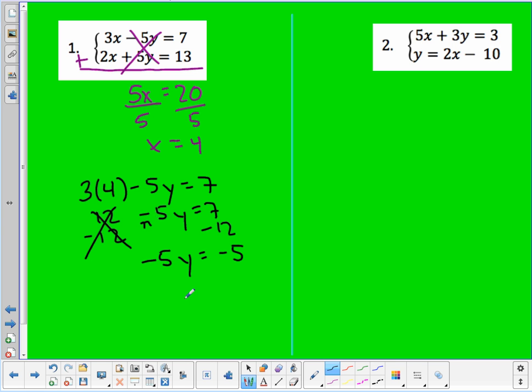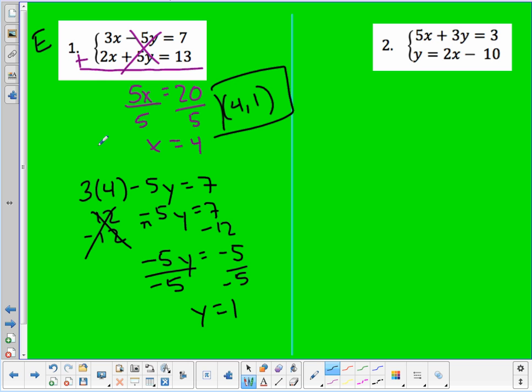It's still there. And then I need to divide both sides by -5. And that leaves me with y is equal to +1. So I have a solution here of 4 comma 1. That is where these two equations meet. All right, so let's look at number 2. Oh, and by the way, we can mark this here. I used elimination in number 1.